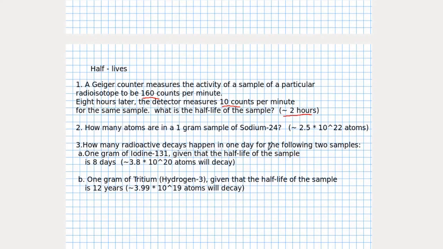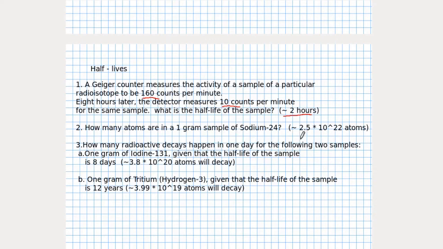Second question, how many atoms are in a 1 gram sample of sodium-24? It's about 2.5 times 10 to the 22nd atoms. This is an Avogadro's number problem. You're going to need to look up the atomic mass of sodium-24, use the mass of the sample, and figure out how many atoms must be there in order to add up to a total of 1 gram of sodium-24.